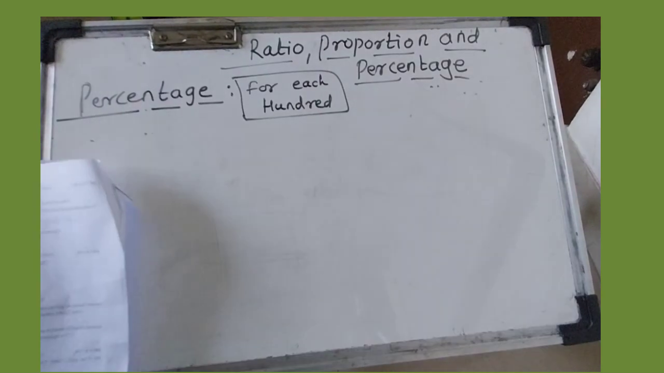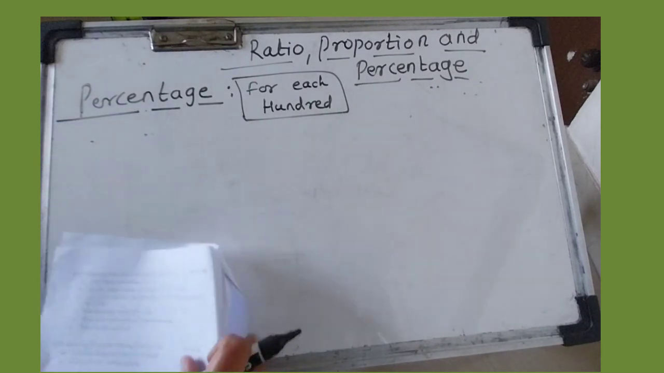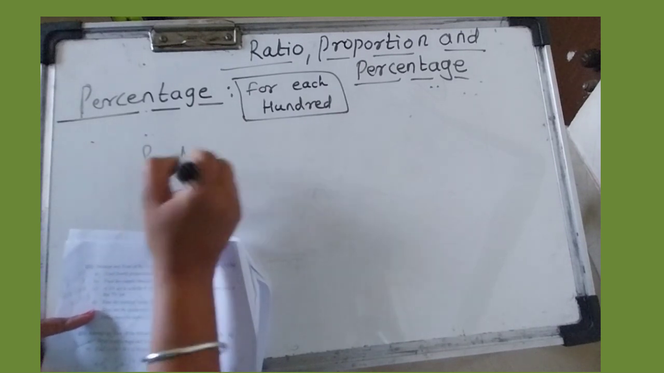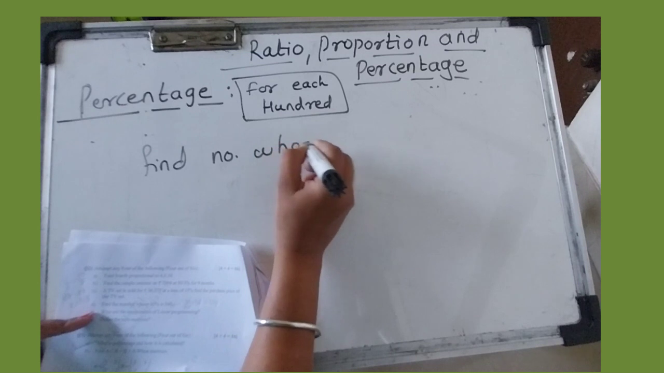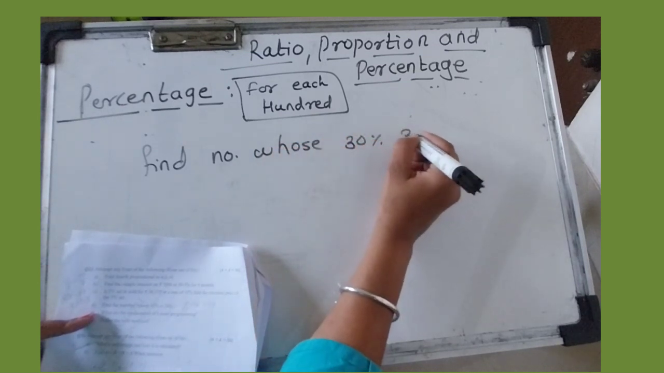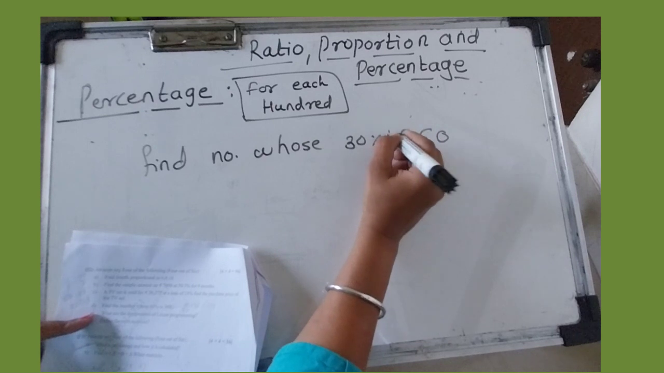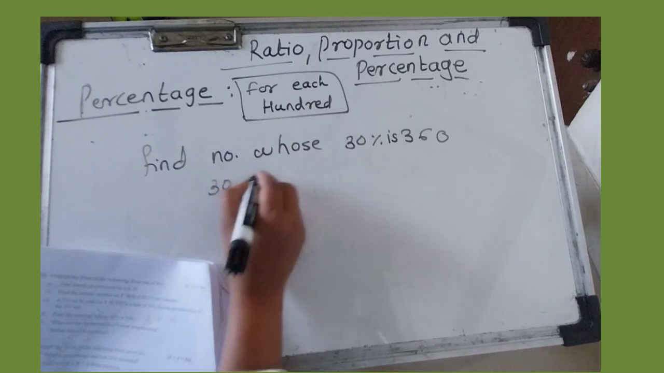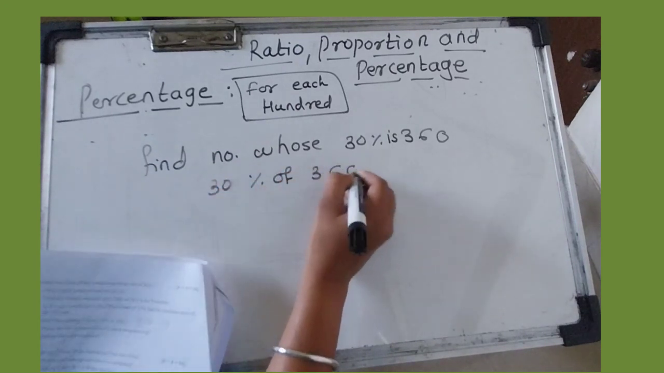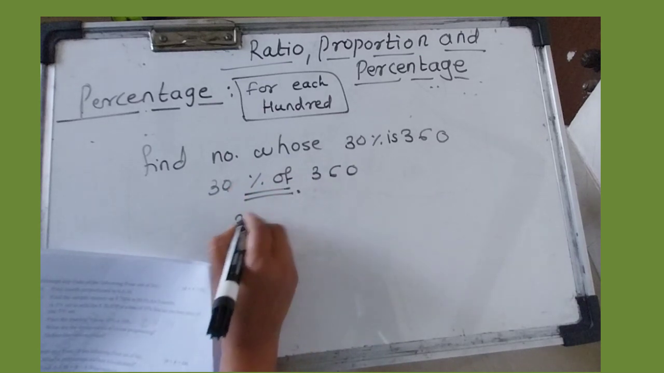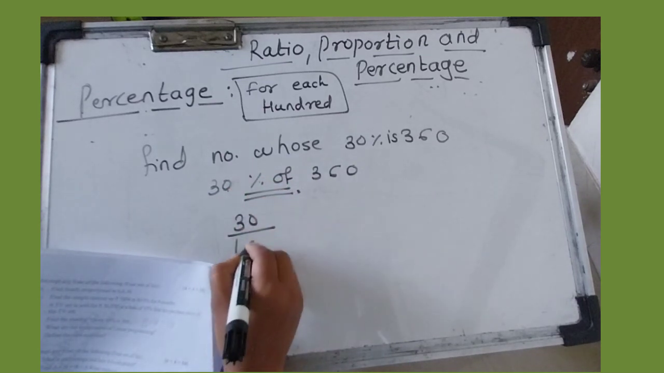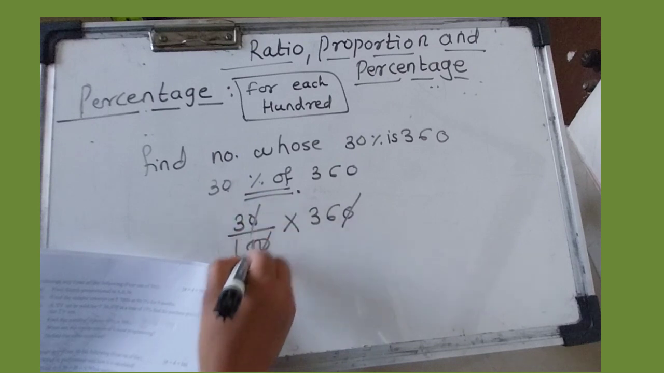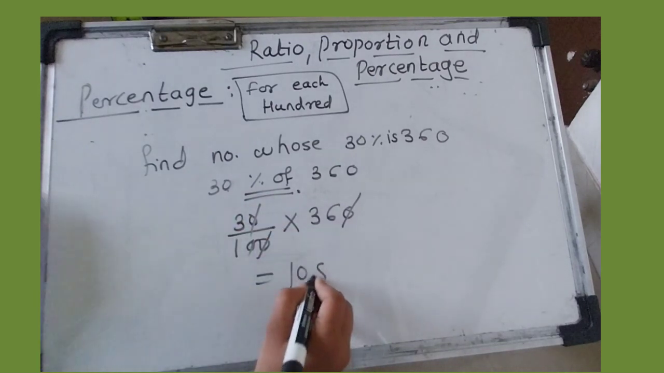Clear? In the exam paper, they ask for 4 marks in a second question: find the number whose 30% is 360. See, what we have to do here, 30% of 360. So 30% is replaced by 30 upon 100, of is replaced by into 360. So it gets cancelled here, and the answer is 108.